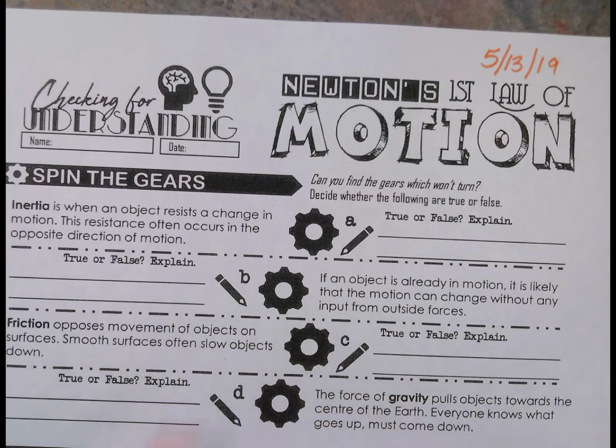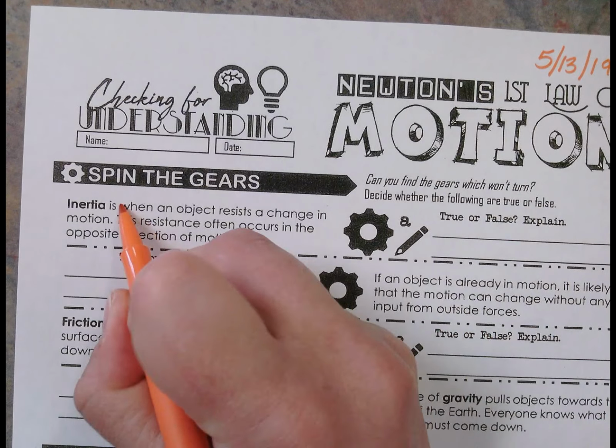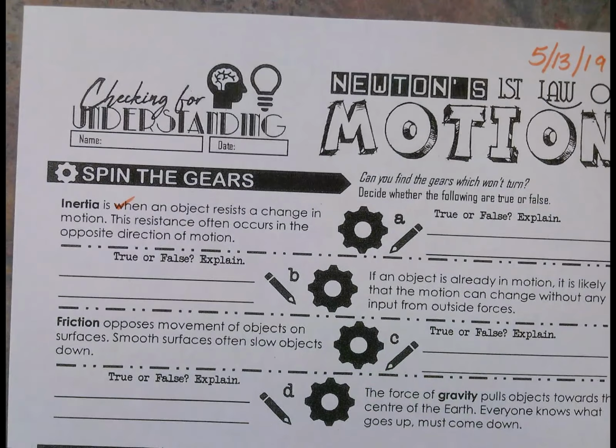Okay? So looking at this one, inertia is when an object resists a change in motion. This resistance often occurs in the opposite direction of motion. So I would say yes, that's right. Yeah, I'll agree with that. So this statement is true.